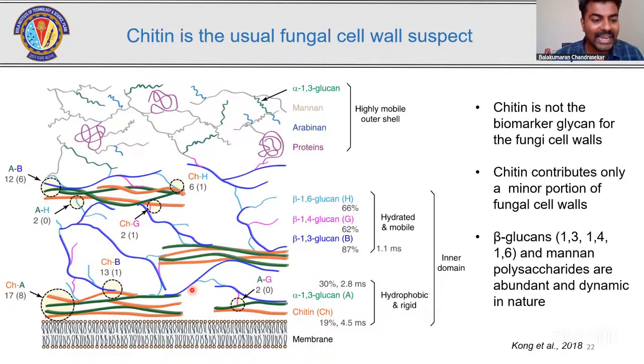The beta glucans are the ones present in the fungal cell wall. Chitin is actually sandwiched inside the inner core of the fungal cell wall, but the majority of the space is occupied by beta glucans. These are the beta 1,6, 1,4, and 1,3 glucans, the major neutral sugar glycans filling the space in the fungal cell wall. So chitin is not the important cell wall component; the beta glucans are. And the majority of the functions of beta glucans are not yet studied in the context of fungal cell wall biology.